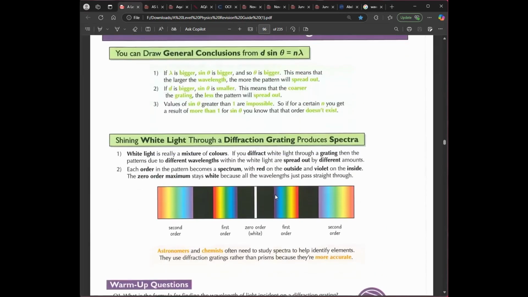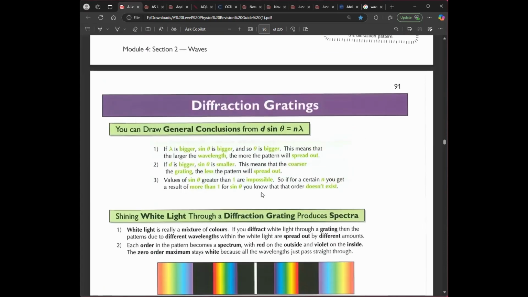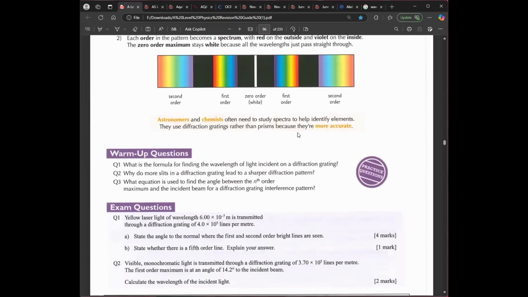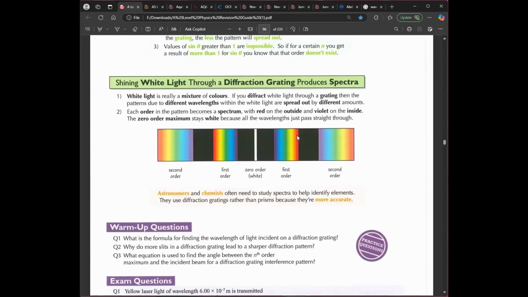And if you think about it, violet color has the shortest wavelength in the visible light. So if lambda is smaller, theta is smaller because they are directly related to each other. If lambda is greater in case of red light, theta would be greater as well, and that's why we see red at the far side and violet is closer to the zeroth order, if that makes sense.